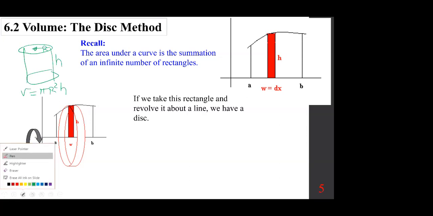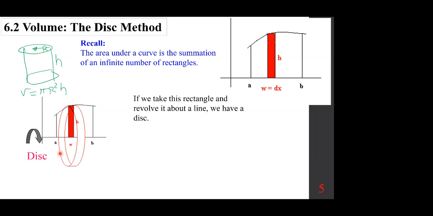So this disk, pi r squared h. What is pi r squared? It is the area of the base, which is the disk. What is the height of that disk? In essence, that means the thickness. So it creates the width, and it's giving us the volume.